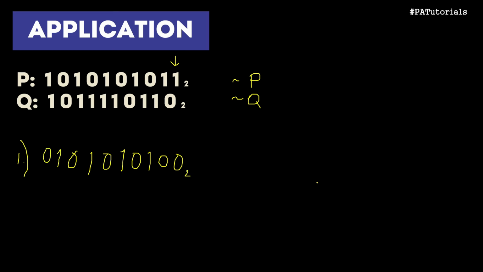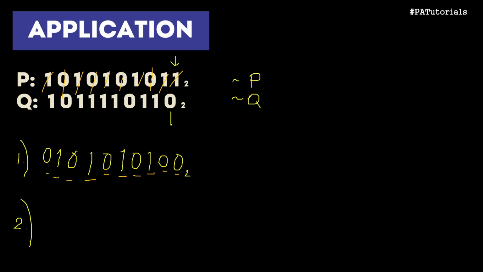Now, let's try to double check it. 1 would be 0, which is this. 1 would be 0. 0 would be 1. 1 would be 0, 0 would be 1, 1 would be 0, 0 would be 1, 1 would be 0, 0 would be 1, and then 1 would be 0. Okay? Now, let's answer the second item, which is NOT Q.